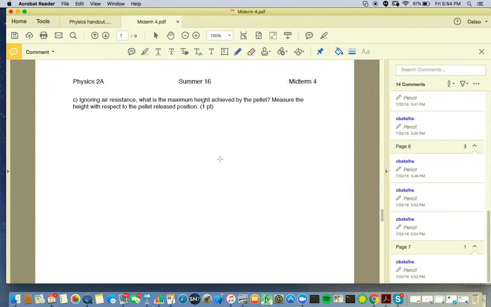Ignoring air resistance, what is the maximum height achieved by the pellet? This is the only thing where I kind of gave it simple, right? So what do you do? MgH, the maximum height, is equal to the energy you have once the pellet was released, half mv squared, and then you can solve for that.